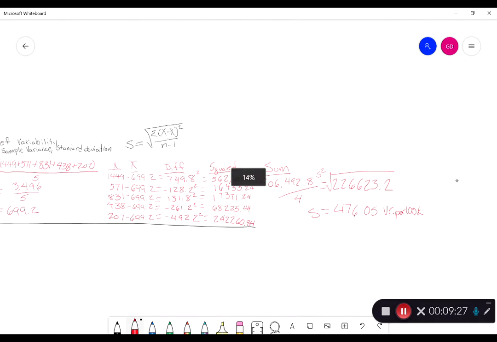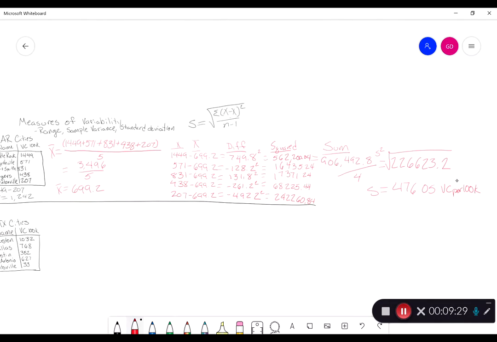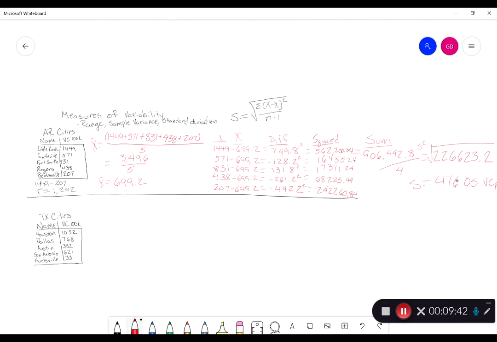So there we go. A bit larger numbers, and this is why it's always important to have a calculator. Even if you have Excel in front of you, you can use it to double check. I did that to make sure I was doing it correctly along the way. So with that, we know that for the 5 Arkansas cities, the mean is about 699 violent crimes per 100,000 residents, with a standard deviation of about 476.